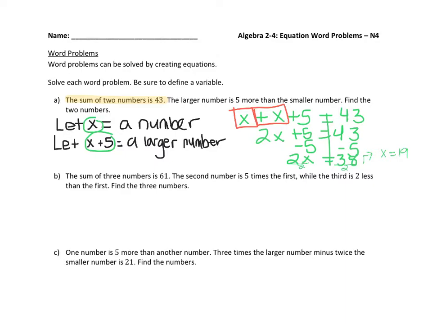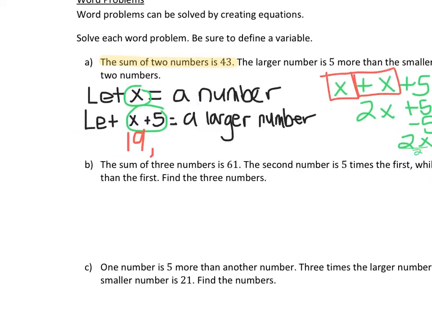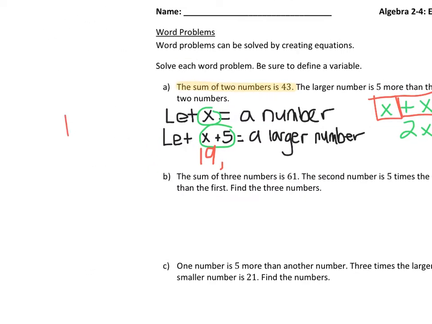So I know x equals 19. That's our smaller number. And my larger number I know is 5 more than that. So really what I'm doing is taking the 19 and plugging it in for x. So 19 plus 5, which equals 24. So our two numbers are 19 and 24.